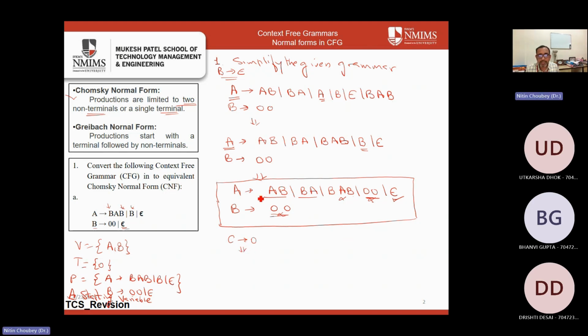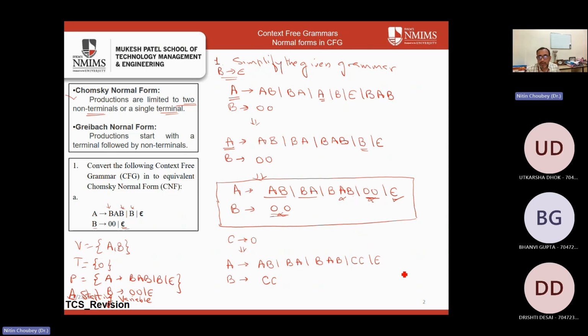Ultimately, after this step, we will have a production of this type. A gives AB | BA | BAB | CC | epsilon, and B gives CC. So this is the grammar after removing all the productions consisting of more than one length but not containing variables.